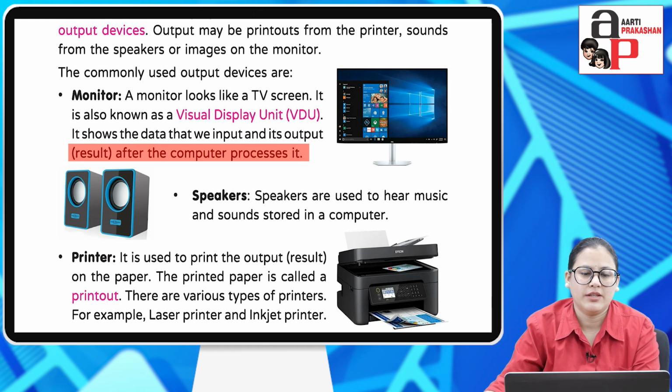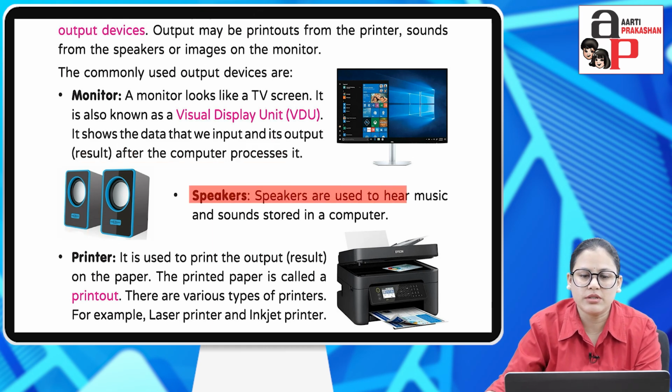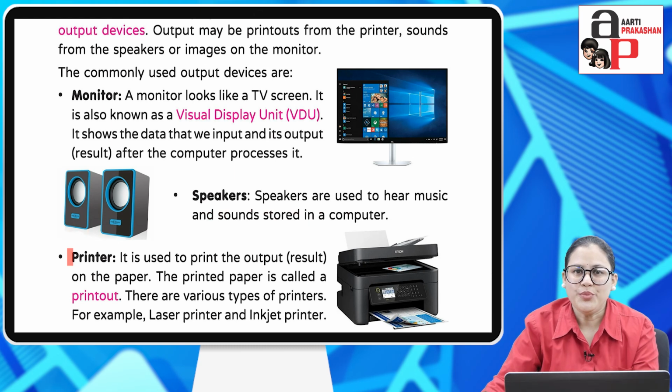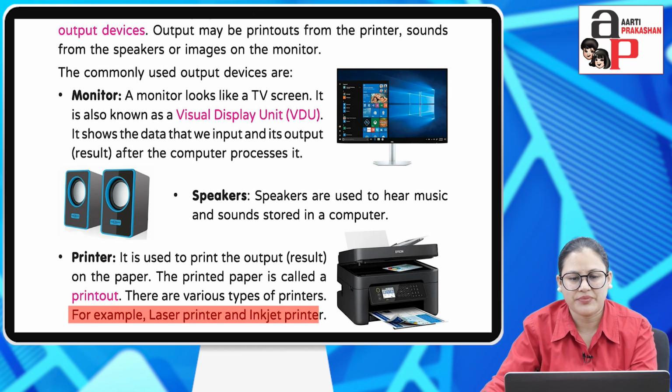Speakers. Speakers are used to hear music and sound stored in a computer. So speakers are output devices. Printer. It is used to print the output, that is the result, on paper. The printed paper is called a printout. There are various types of printers, for example, laser printer and inkjet printer.